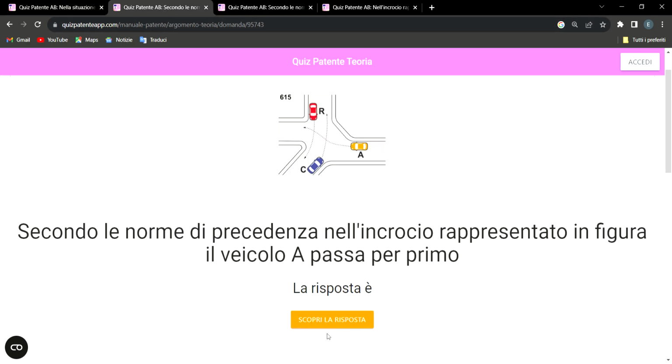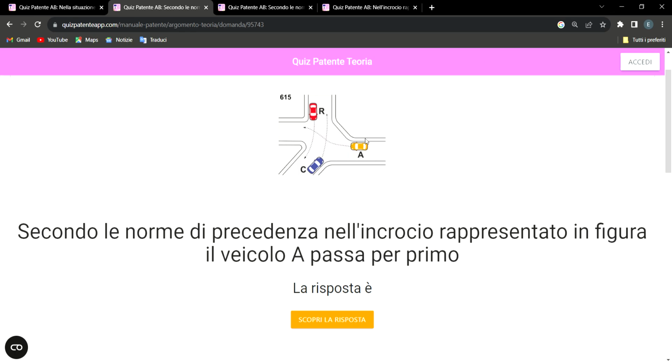So we have another question again. Now, if you look at this junction, we have three vehicles in this junction. So in a situation like this, which vehicle will transit first? Now let's start with vehicle C. If you take a look at vehicle C, the right hand side of vehicle C is occupied with vehicle A.